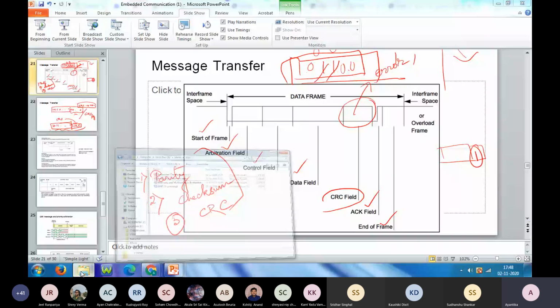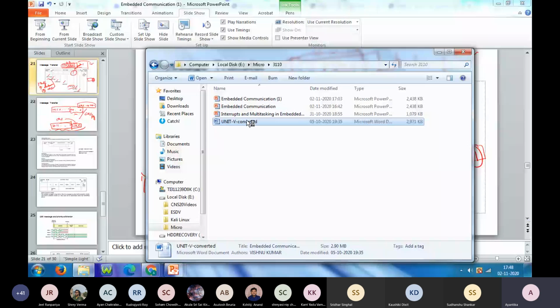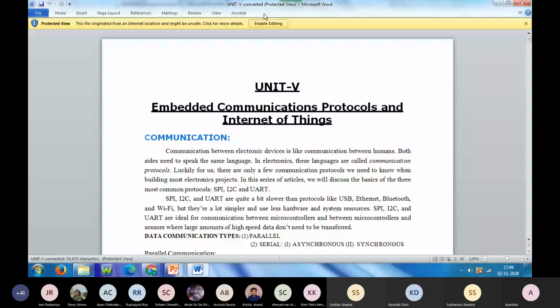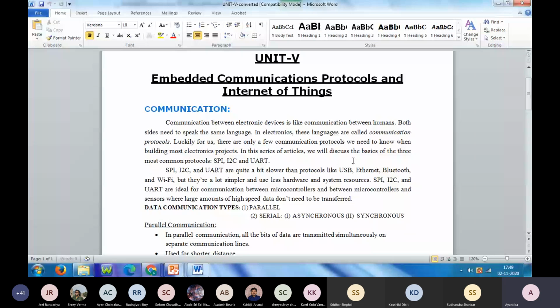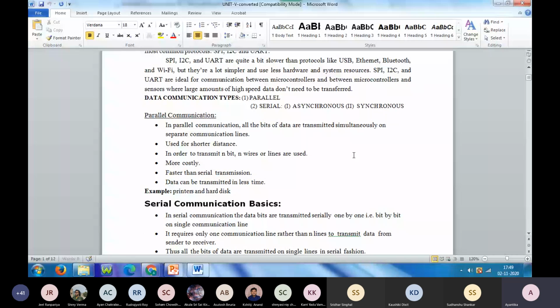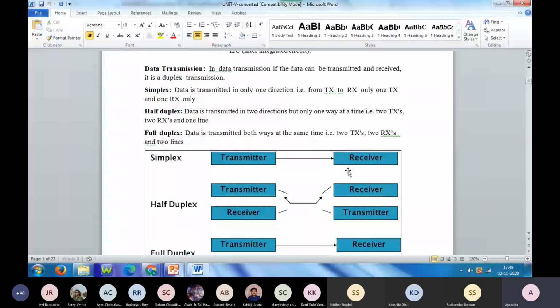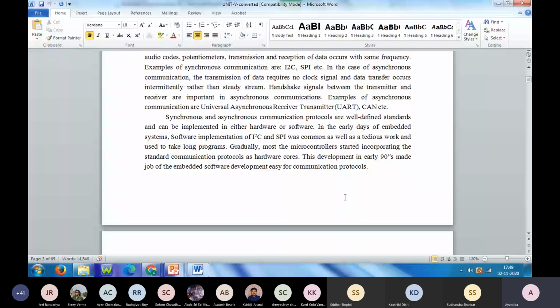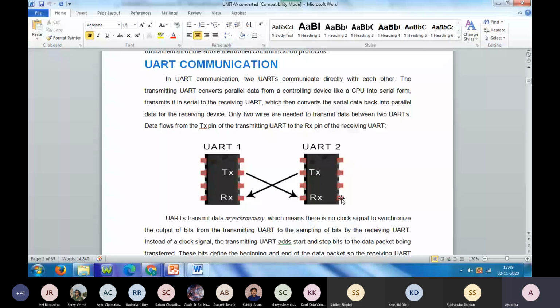So far, whatever we have discussed is based on a shared medium, how communication takes place in the shared medium. But here, this is one document, and I will also share the recorded lecture to help you understand what protocols are present in the embedded domain for direct communication. CAN is the most complex one, but direct communication is quite simple.